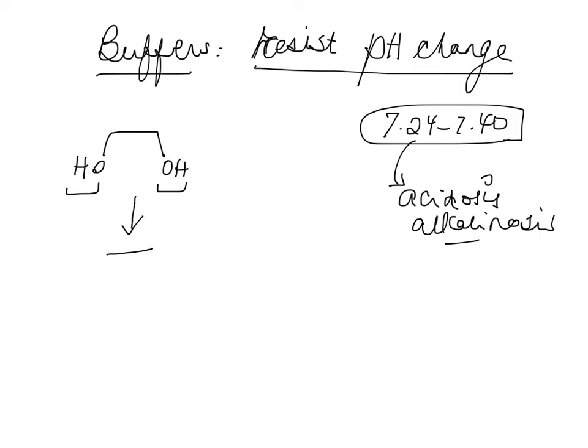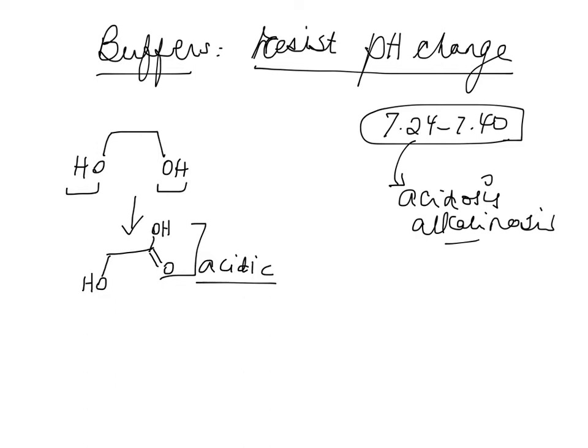So one of these OHs gets converted into COOH, and it enters the bloodstream. Realize this is a carboxylic acid, so this is acidic, and this is going to drop the pH of the blood if the blood were not a buffer.